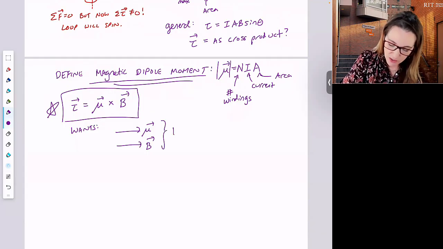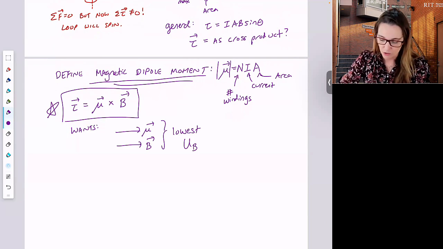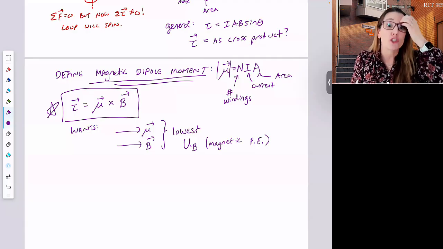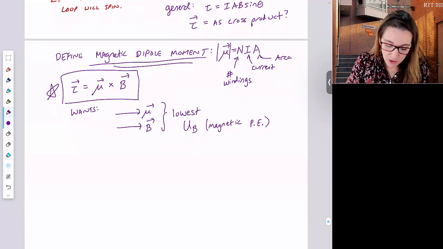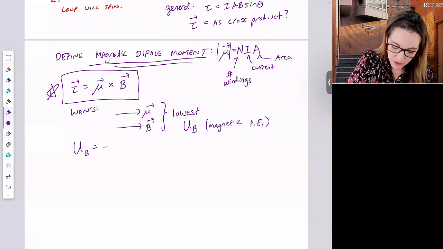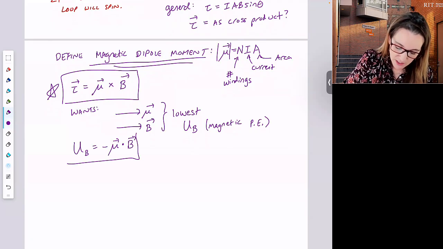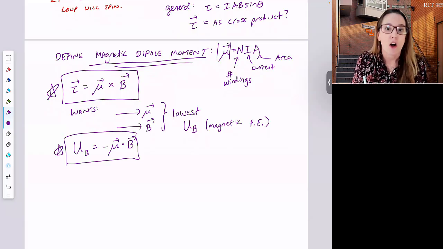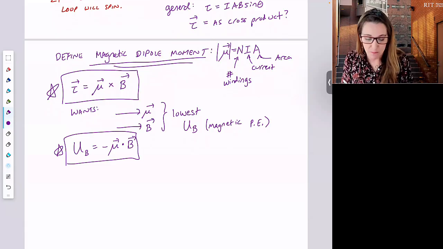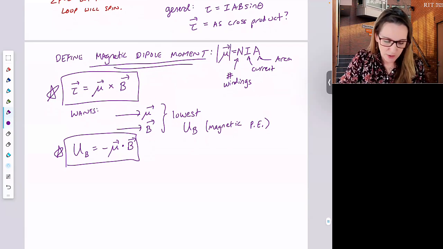And so this is going to be the lowest magnetic potential energy, which is U sub B. And so we can also write an energy equation that U sub B equals negative mu dot B, a direct analogy to our electric dipole. They behave the same. So now let's visualize it for this loop.